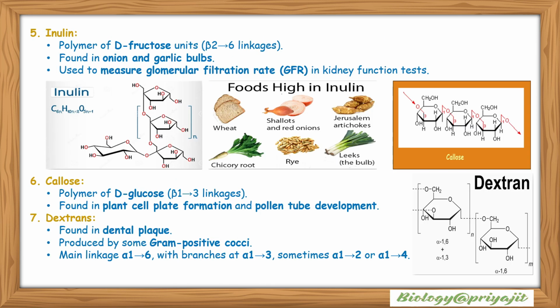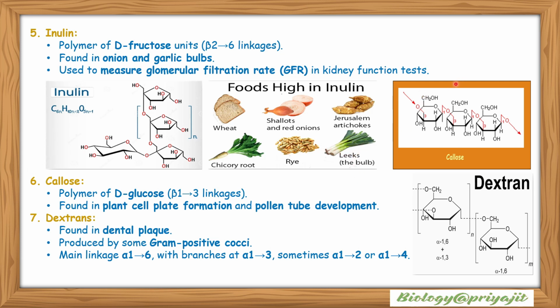Inulin is a polymer of D-fructose units. The bond found in it is the beta 2,6 linkage. It is found in onion and garlic bulbs. It is used for glomerular filtration rate, GFR, in kidney function tests. This is the structure of inulin. Foods high in inulin are wheat or brown bread, salads and red onions, chicory, oats, rye, leeks, etc.